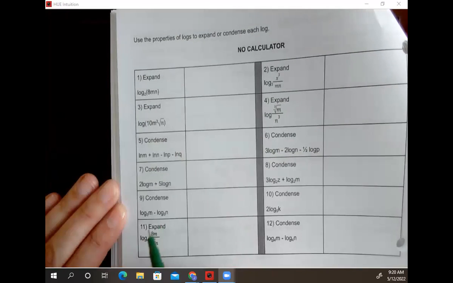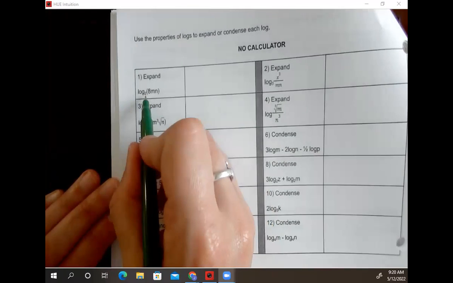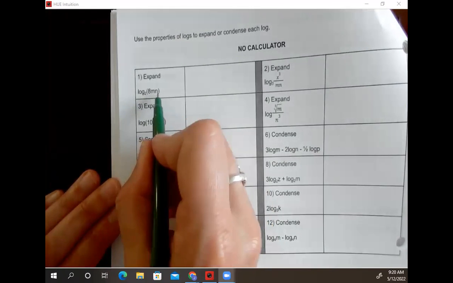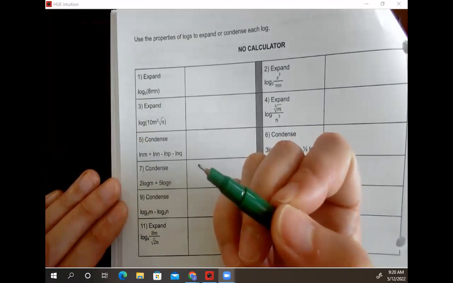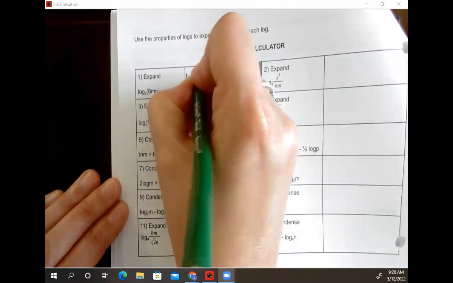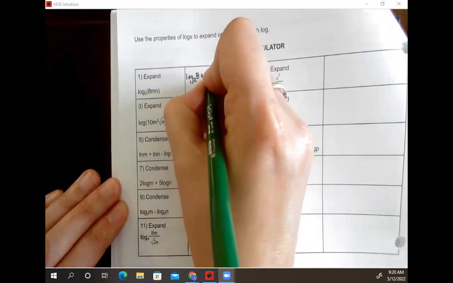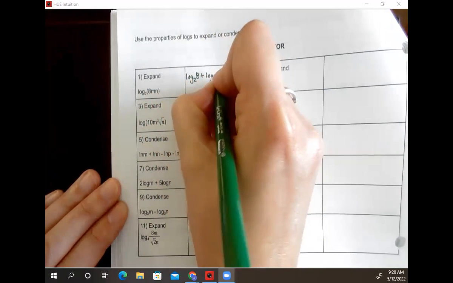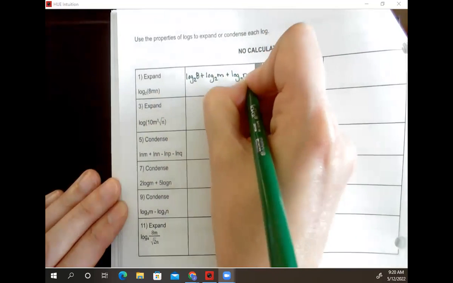For some of these, you'll notice we have a base written there. So as we expand these logs, it's important that we include that base for all of them. So for number 1, this says log base 2 of 8 times m times n. So I'm going to rewrite these using that product property. I'm just going to expand this by splitting all of these pieces up. So log base 2 of 8 plus log base 2 of m plus log base 2 of n.